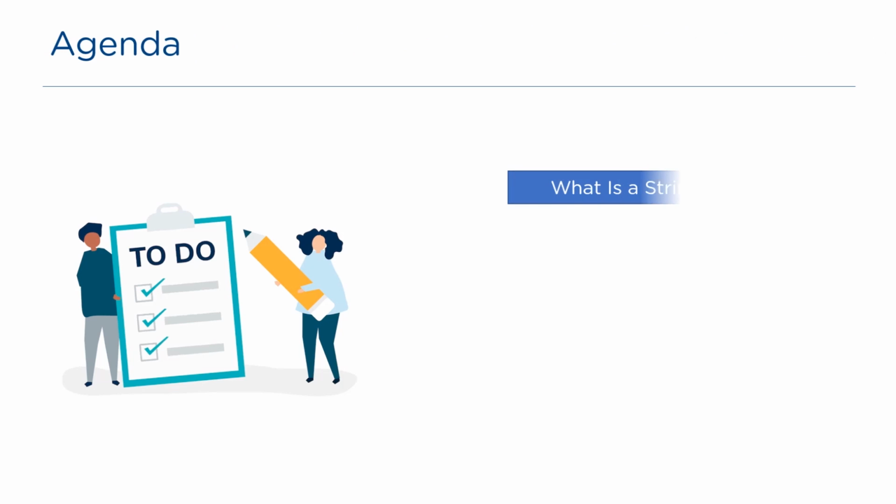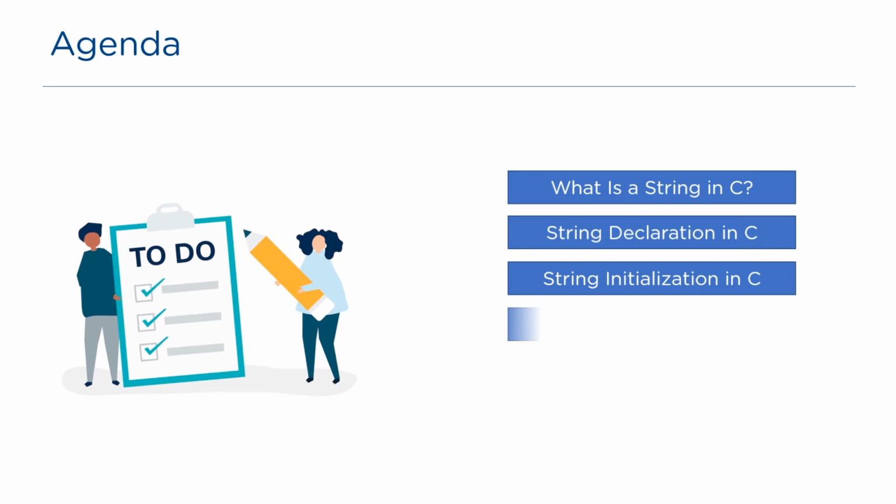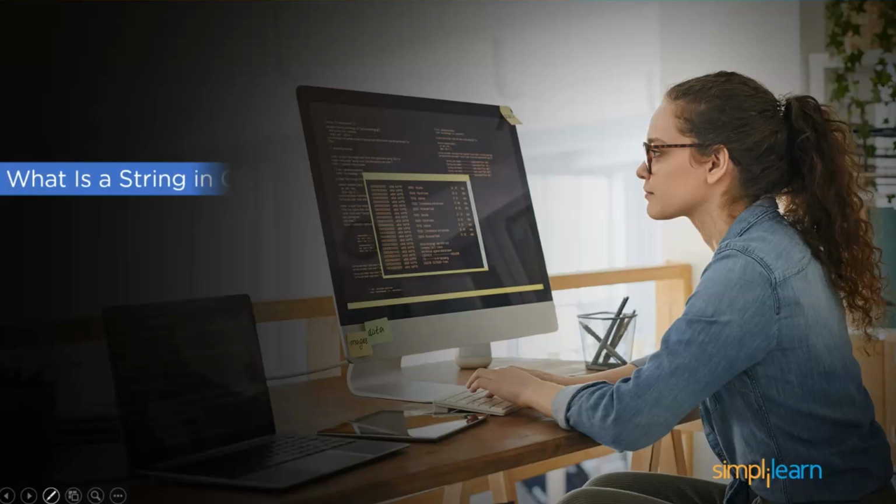This session will help you to understand what a string in C is. Next, string declaration and initialization. And finally, let's understand string operations and the important functions of reading and writing a string. Let's get started with what is a string in C.